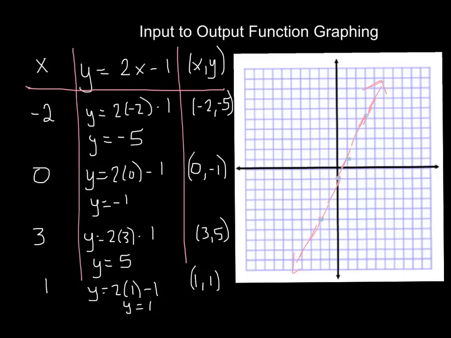This is what we would call a linear function because it's straight. And notice, this thing cut through the y-axis right here at -1. Again, this is what we would call linear.